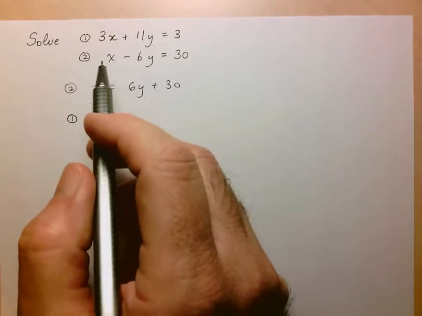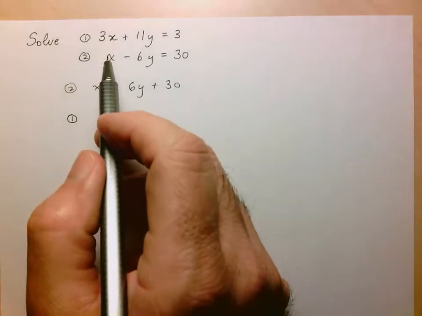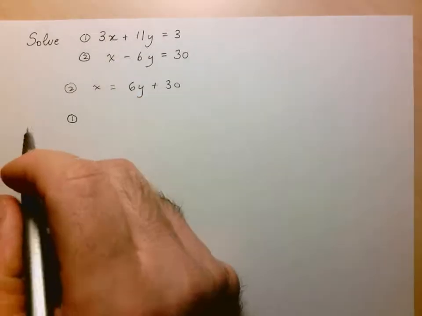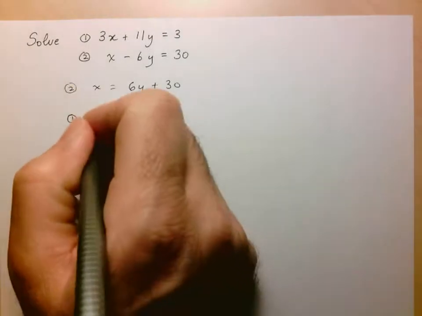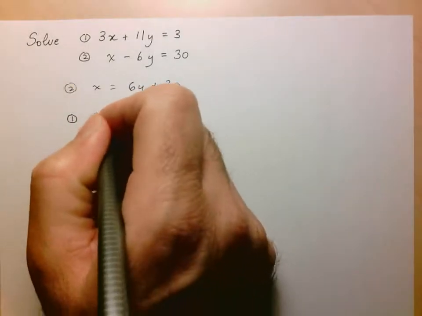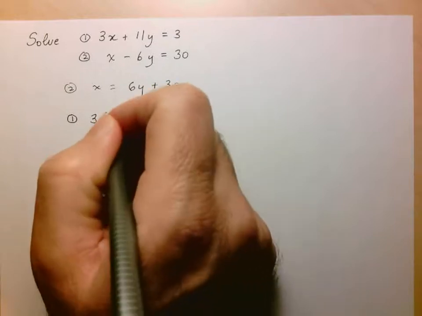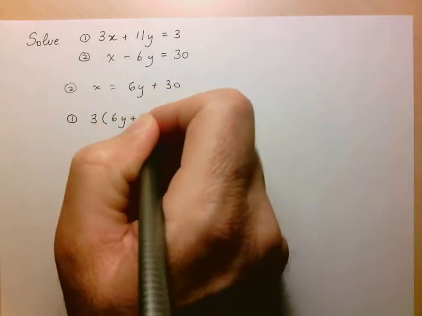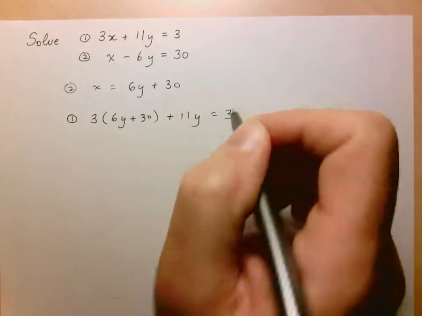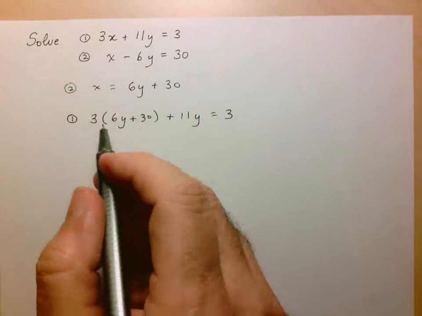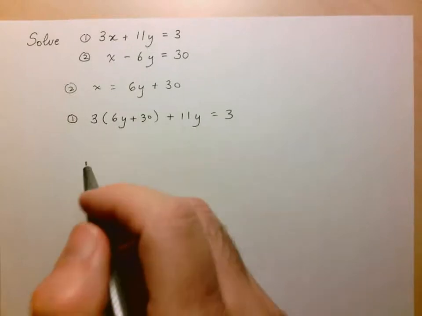Since we're looking for the x value, which is the same in each equation, we can assume that this x has to be the same as that x. So from equation 1, 3 times, wherever I see an x, I can now replace that by 6y plus 30, plus 11y equals 3. And now we have one equation with one unknown, which I can solve.